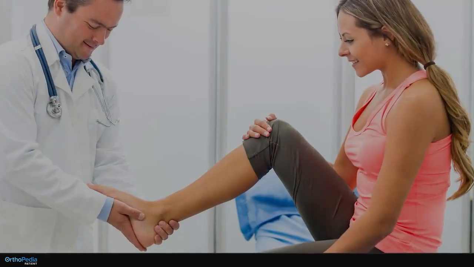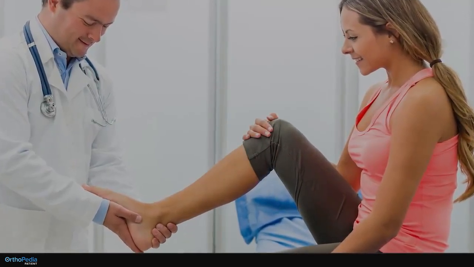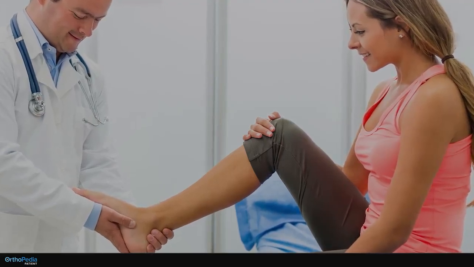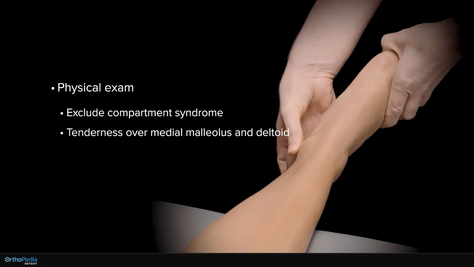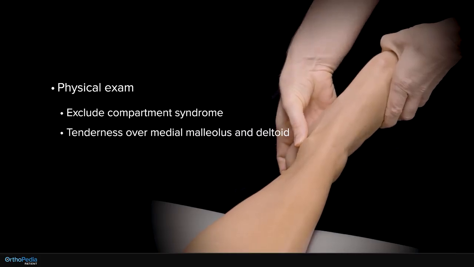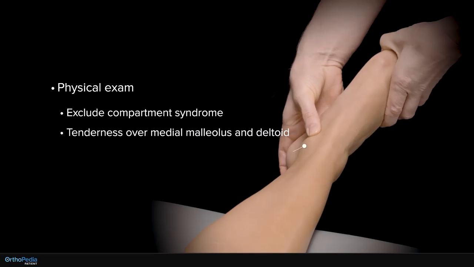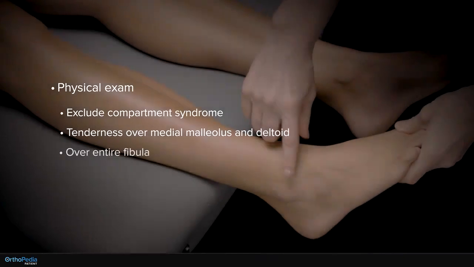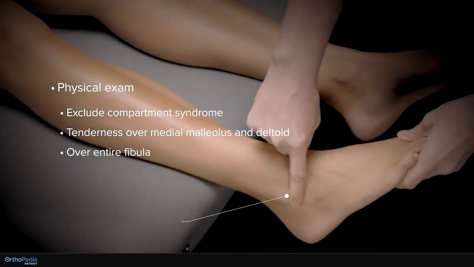Afterwards, a physical examination will be performed on the lower leg. The surgeon will look at the ankle for signs of bruising and swelling. In addition, they will feel the ankle, particularly around the bony prominence on the inside of the foot, called the medial malleolus, and outside of the foot, the lateral malleolus.